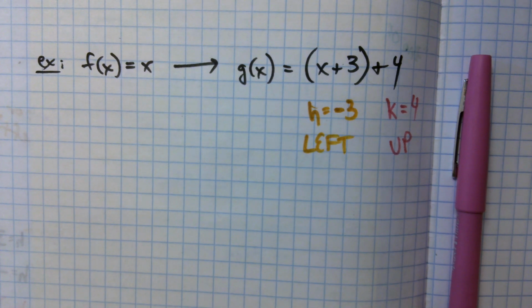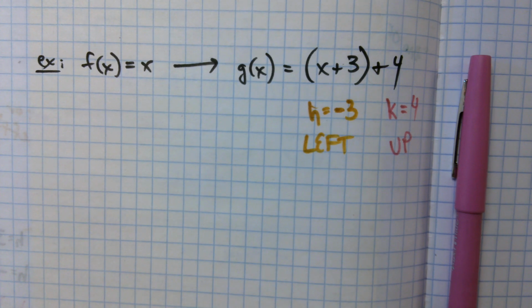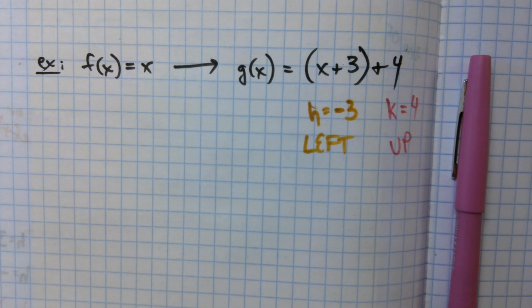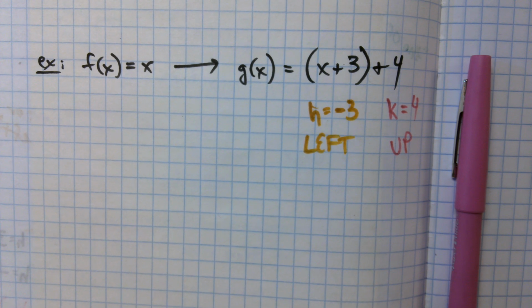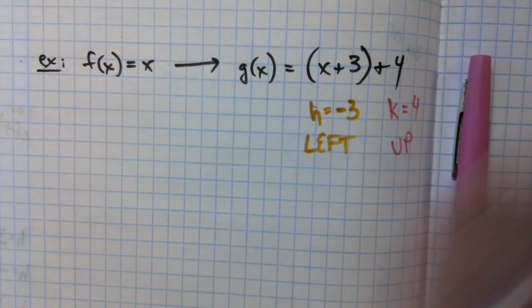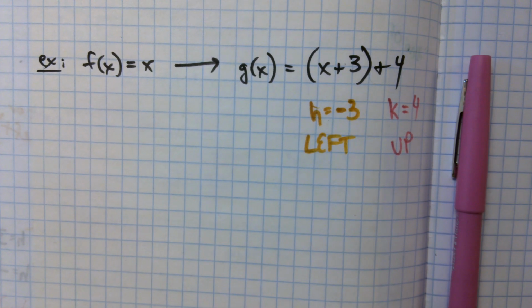Let's see what that does. We got our parent function. 3 spaces left, 4 spaces up. I should have a point at negative 3 comma 4. Because here's, let's call this, my center point of the line. It's not really. If I go 3 spaces to the left, 4 spaces up, I should see a line going right through this red point with the same slope of my original line.